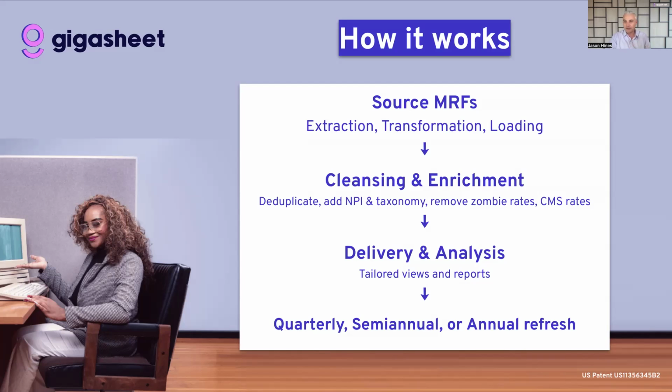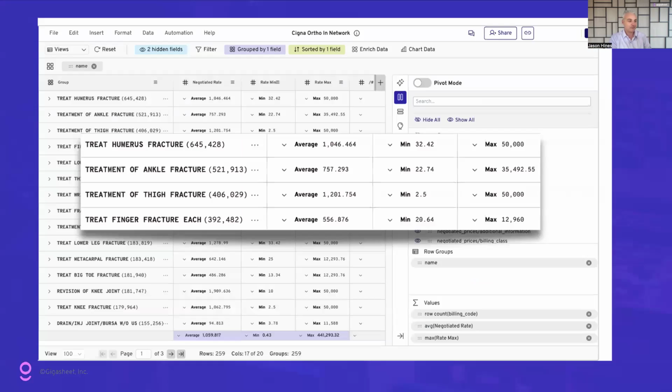And then, of course, the delivery and analysis stage, where really our goal is to get you access to the data in a clear way so that you can do that final mile of analysis in a really flexible, user-friendly interface. And that's what we'll dive into. And then, of course, the data can be refreshed periodically as needed. So that's a little bit about how Gigasheet works. It's sort of like platform plus data plus tools all in one for working with this information.